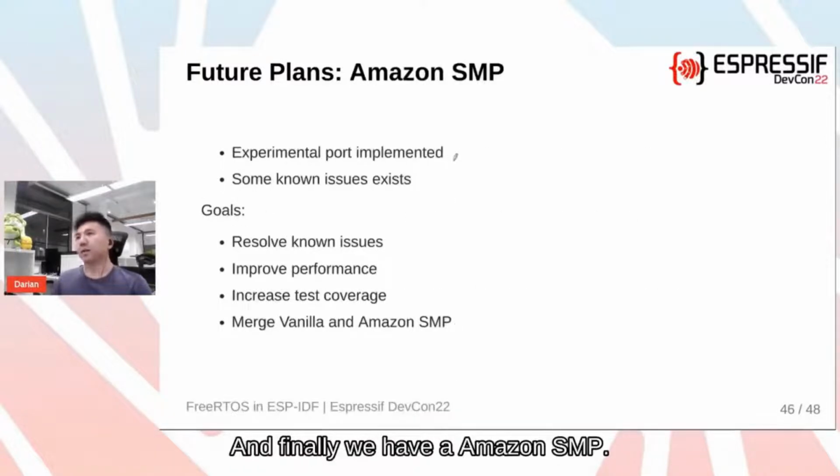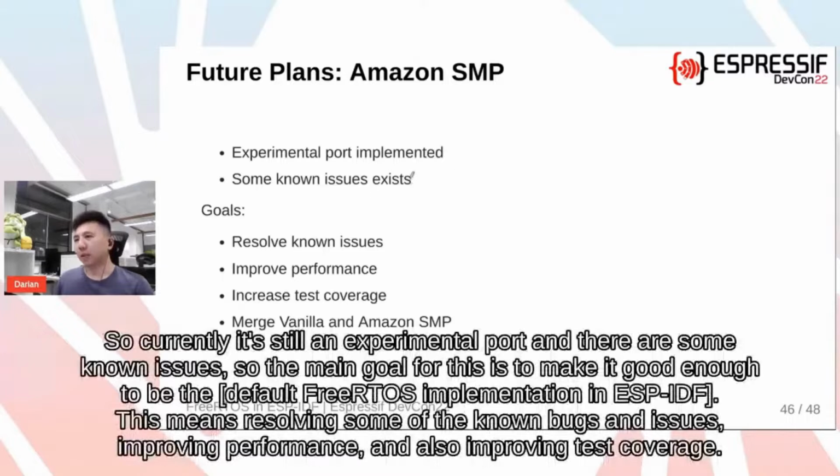And finally, we have Amazon SMP. So currently, it's still an experimental port, and there are some known issues. So the main goal for this is to make it good enough to be the default FreeRTOS, which means resolving some of the known bugs and issues, improving performance, and also improving test coverage.